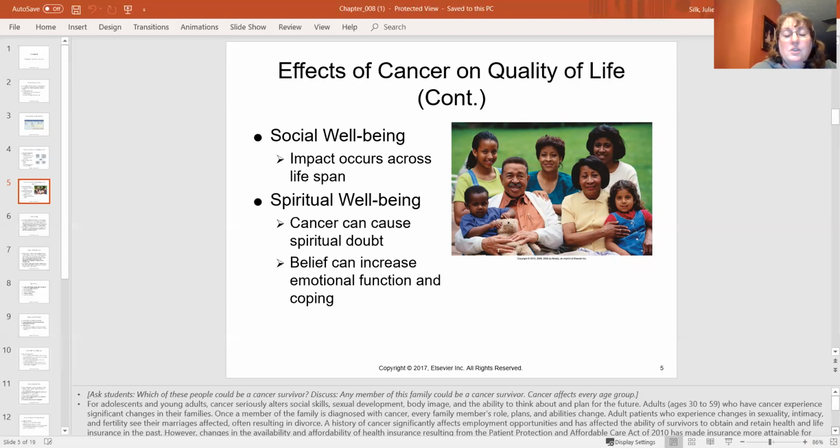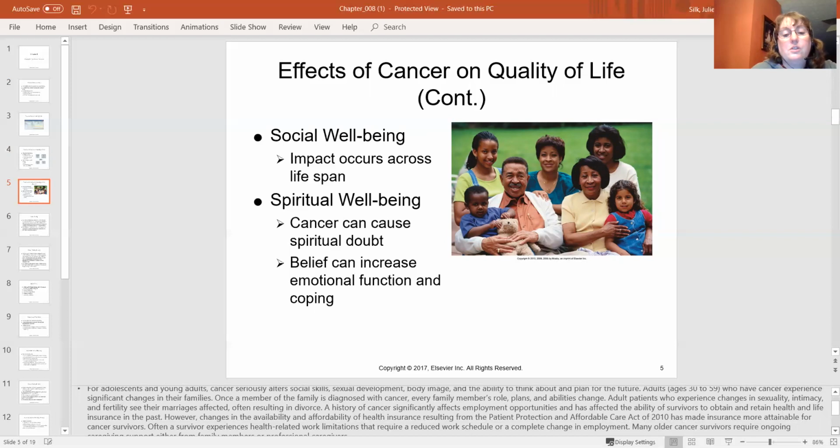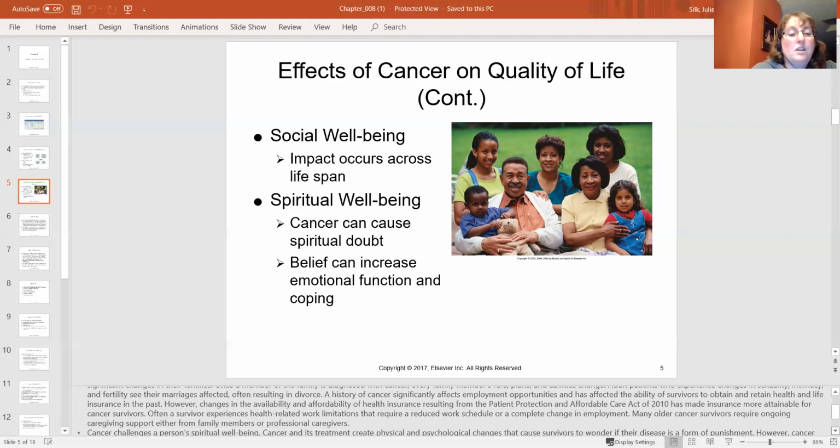A history of cancer significantly affects employment opportunities and has affected the ability of survivors to obtain and retain health and life insurance in the past. However, changes in the availability and affordability of health insurance resulting from the Patient Protection and Affordable Care Act have made insurance more attainable for cancer survivors. Often a survivor experiences health-related work limitations that require a reduced work schedule or a complete change in employment. Many older cancer survivors require ongoing caregiving support, either from a family member or a professional caregiver.